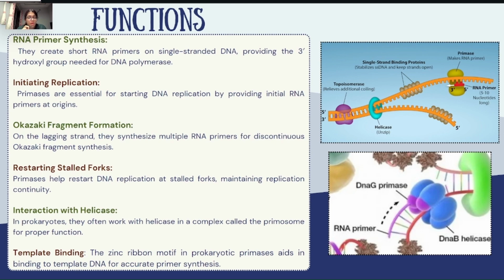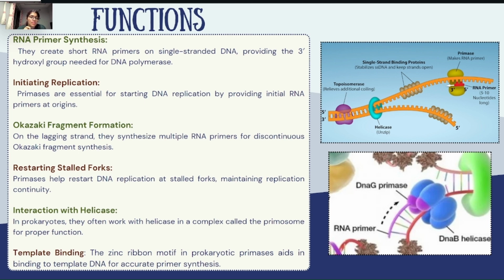Further, talking about the restarting of stalled forks, sometimes the replication forks get stalled due to various reasons like DNA damage and so on. Primases help to restart these stalled DNA replication forks.